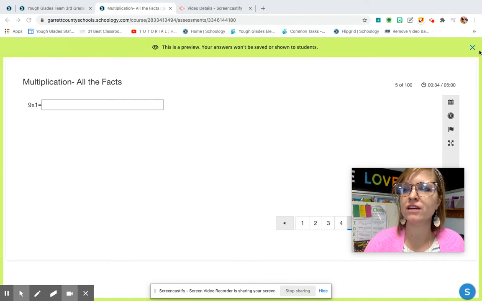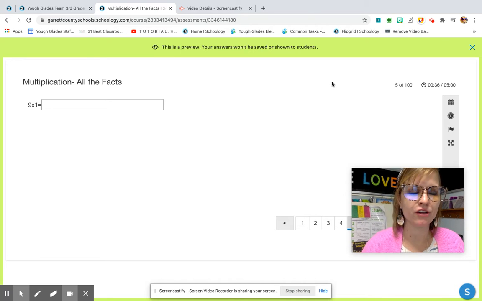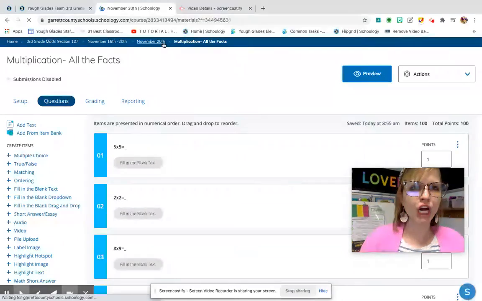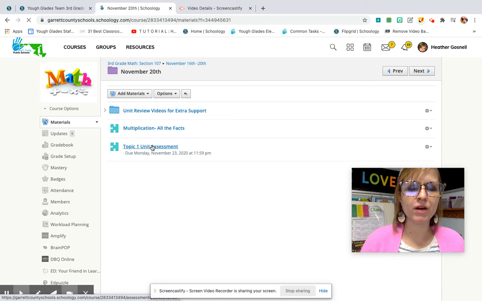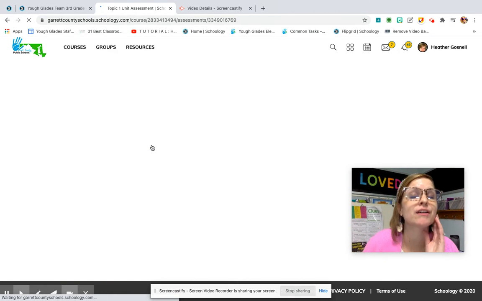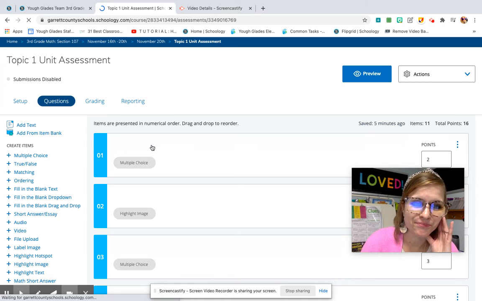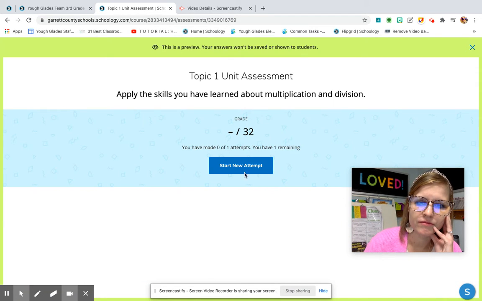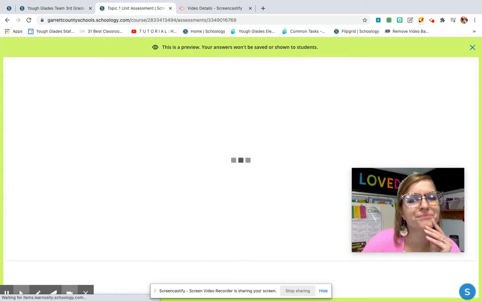Then we have our unit assessment. So I'm going to go there and show you that. I'm going to get out of here and go show you our unit assessment. Right here, topic 1, unit assessment. I'm going to walk through all of the directions to completing that. And here we go.